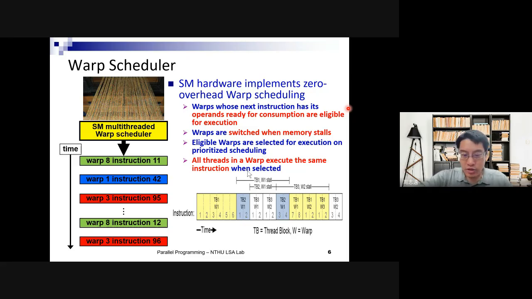So that's why you can see in the example below that it keeps context switching between the warps belonging to different thread blocks. And every time there's a memory stall, the GPU scheduler can context switch to another available active warp.